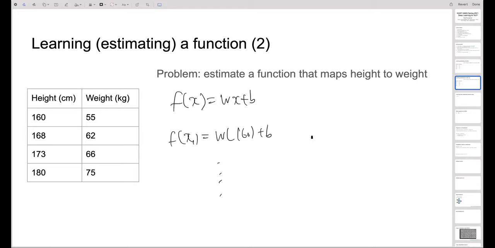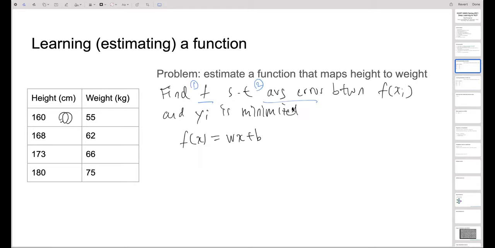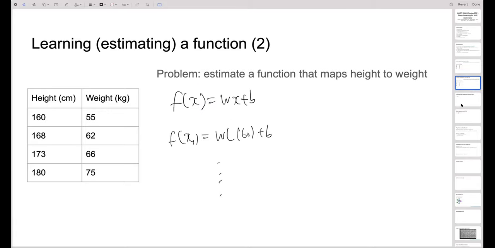So that's good. Then we go back to this definition here. We said we want to find the average error, so we want to compare between f of xi and, of course, yi. y1 is equal to 55 and y2 is equal to 62. So basically what we want to compare between is these two.